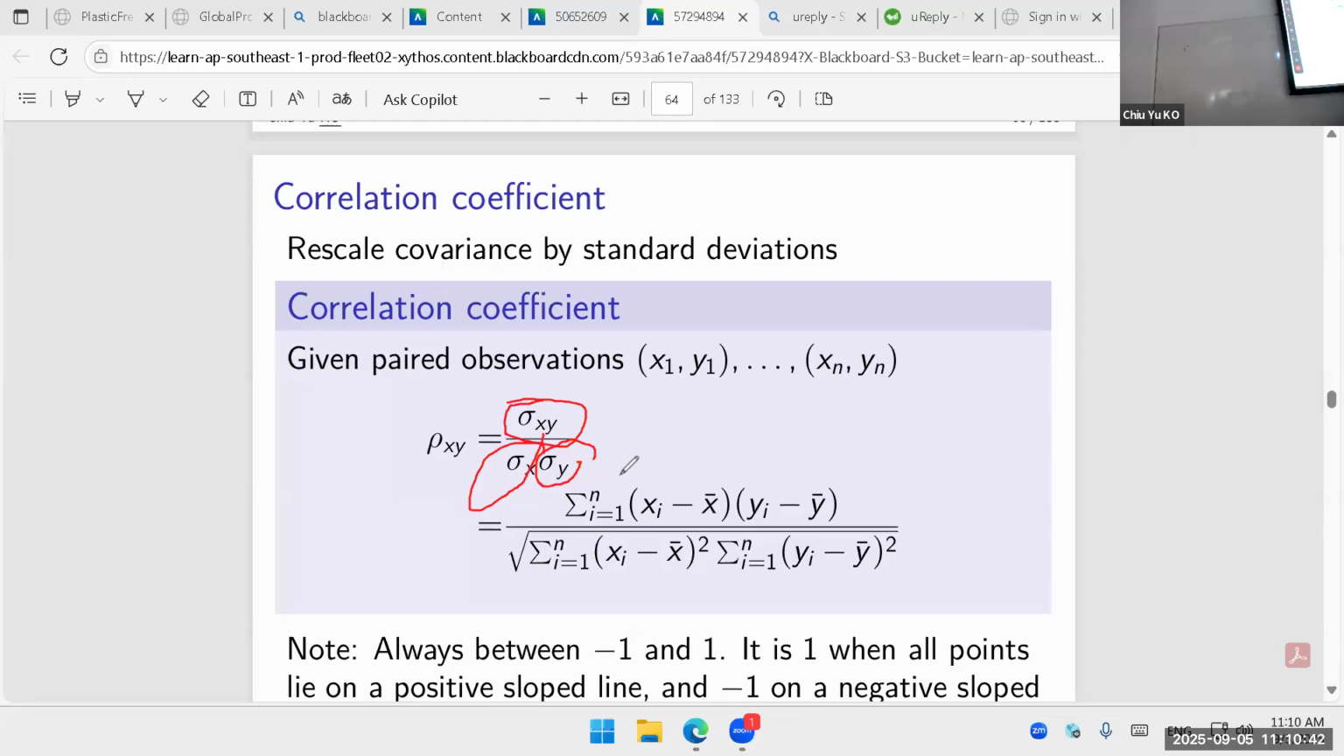The good thing is this correlation coefficient is always between -1 to 1. Okay. And the good thing is, let me show you the picture. Hopefully I can convince you this is a good measure.